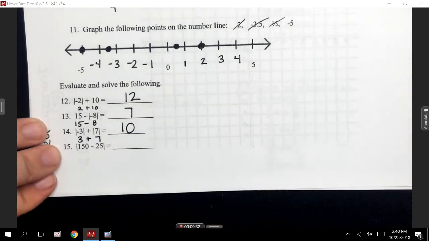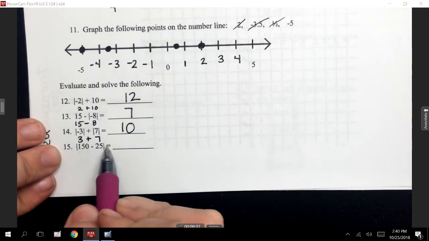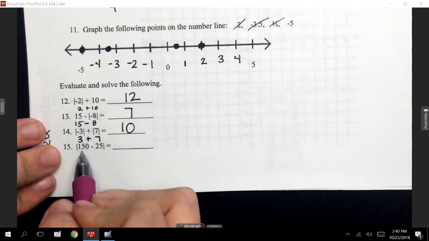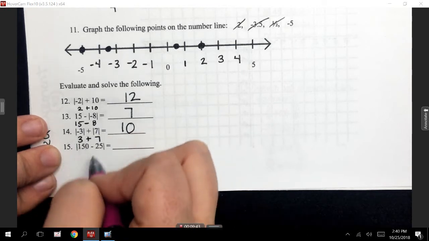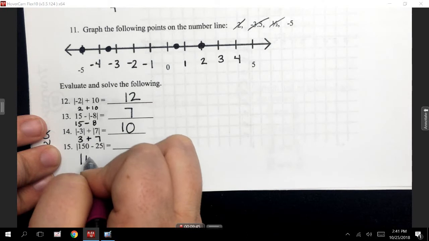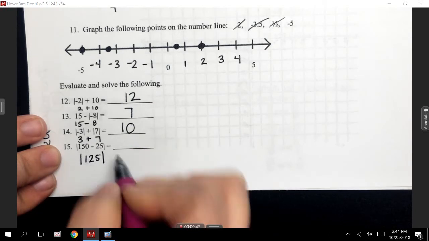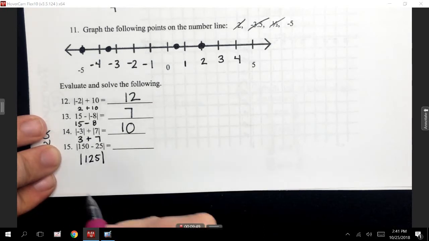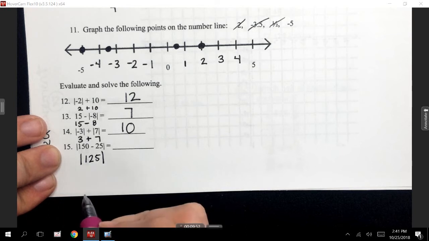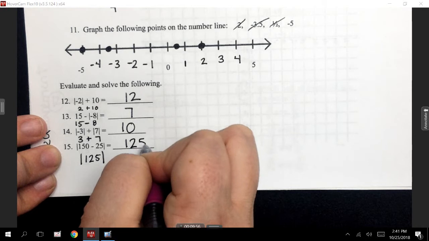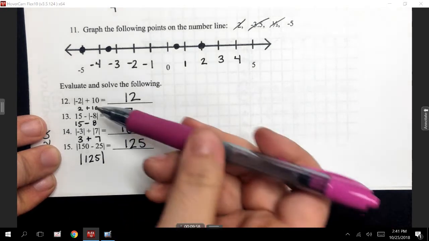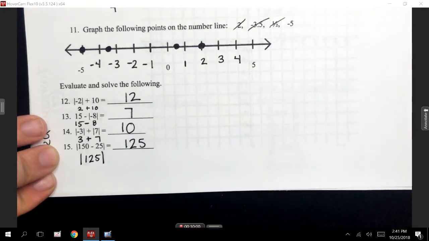All right, number 15. This is the part that's different. Let's check our work. Do I just have one number in these bars? No. So I need to subtract them and get one number. What's 150 minus 25? Drew? 125. So guys, I still have 125 in the bars. Now can I tell how far that is from 0? Yes. And what is my answer there? 125. You see how those steps look different when you get to 15.